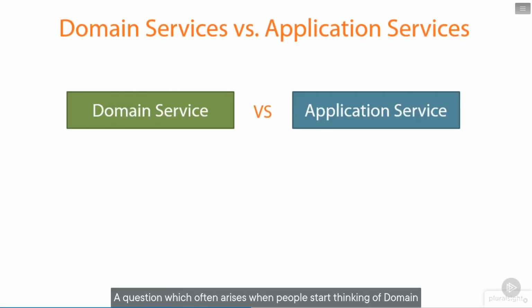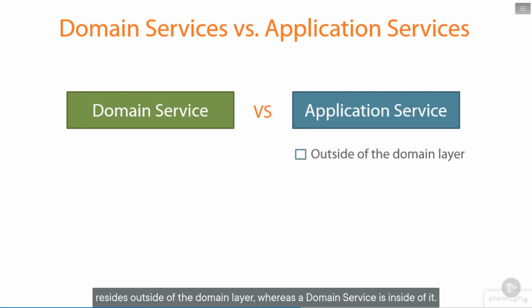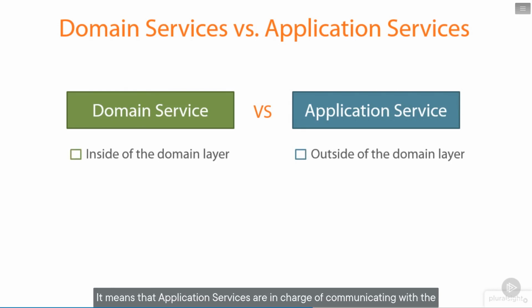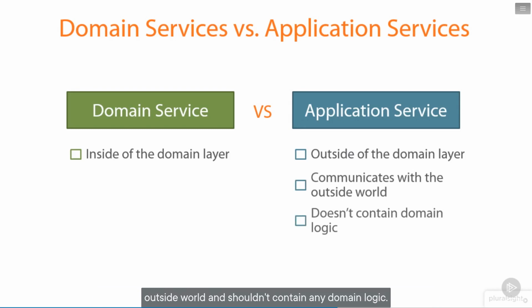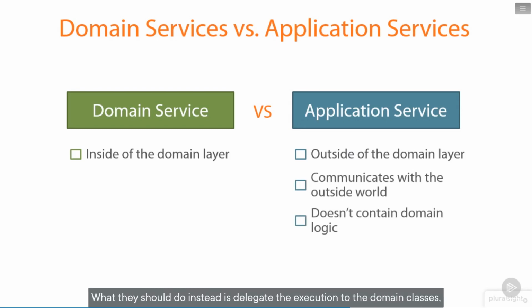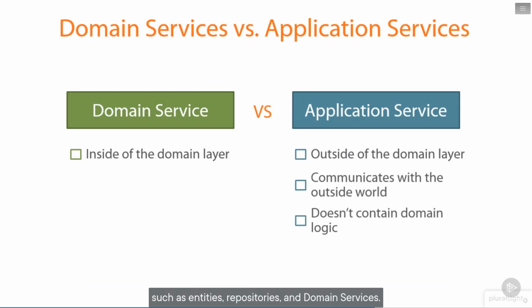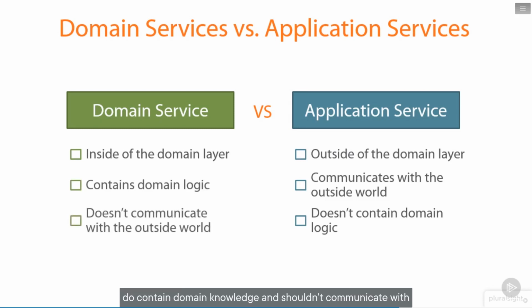A question which often arises when people start thinking of domain services is how they differ from application services. The difference here is that an application service resides outside of the domain layer, whereas a domain service is inside of it. It means that application services are in charge of communicating with the outside world and shouldn't contain any domain logic. What they should do instead is delegate the execution to the domain classes, such as entities, repositories, and domain services. Domain services, on the other hand, do contain domain knowledge and shouldn't communicate with the classes outside of the domain layer, the two innermost layers in the Onion architecture.